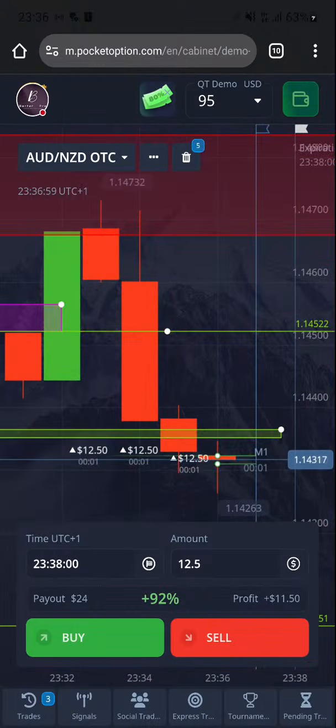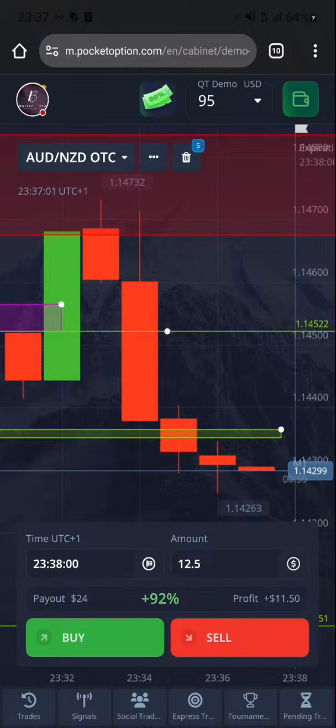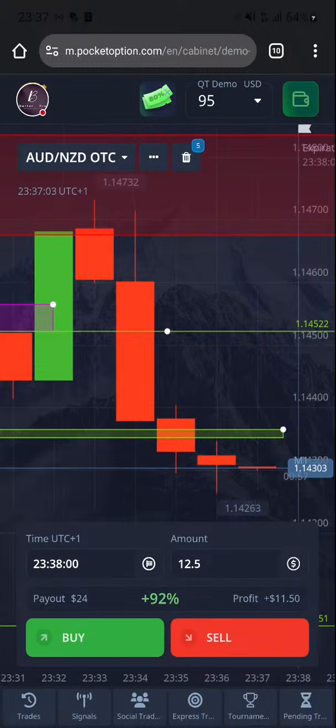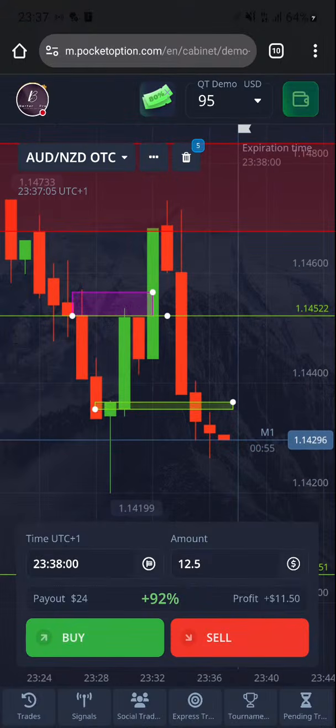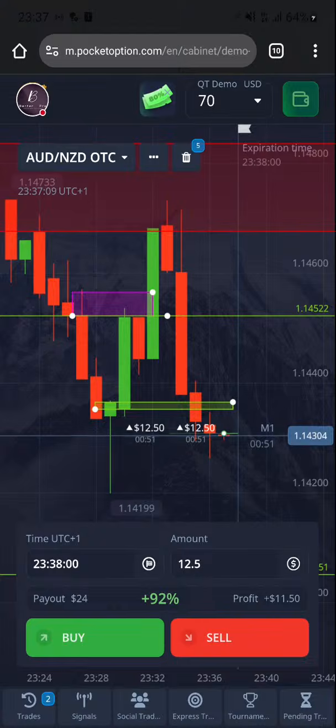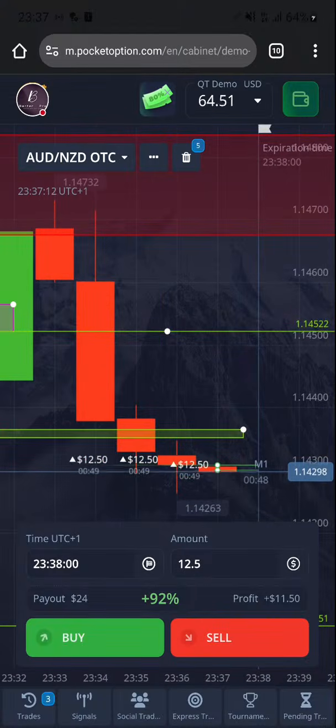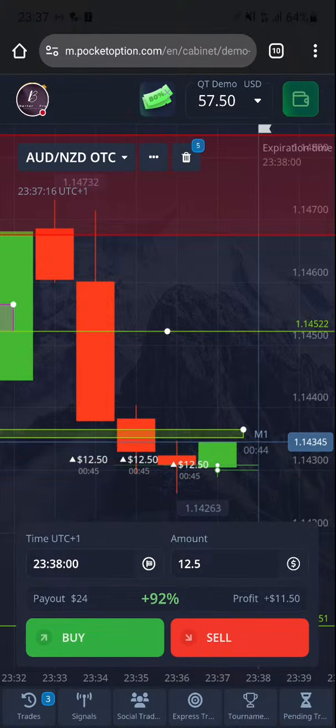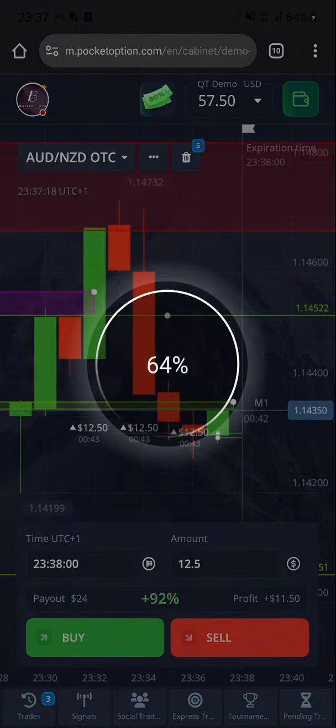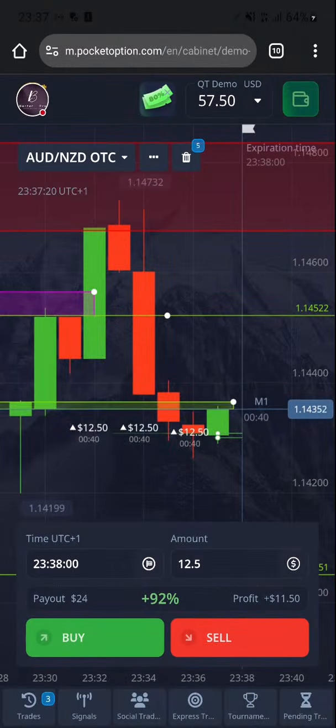Come on now, give us a green candle. Oh, come on. I think the buyers are just weak at this point because I was expecting the buyers to really, really come in here. Finally. I really don't know why they were waiting or what they were waiting for.